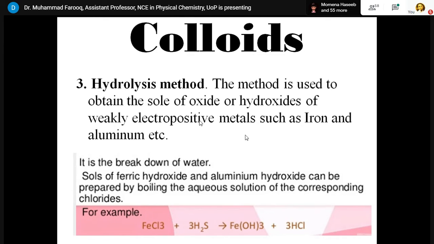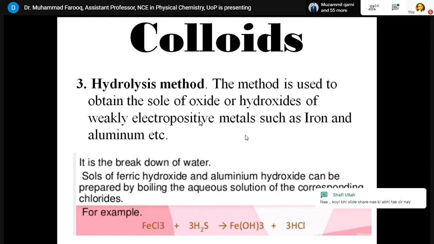Iron chloride, when aqueous solution of iron chloride goes under hydrolysis, ferric hydroxide is obtained, while the second product is HCl. So this is the method which is used to prepare the colloids in which the water molecules split up. So sol of ferric hydroxide and aluminum hydroxide can be prepared by boiling the aqueous solution of the corresponding chloride. So for FeCl3, automatically it will have H2O. This is H2O, not H2S.